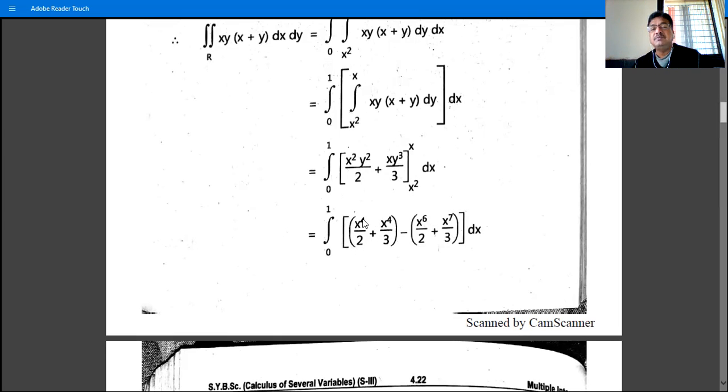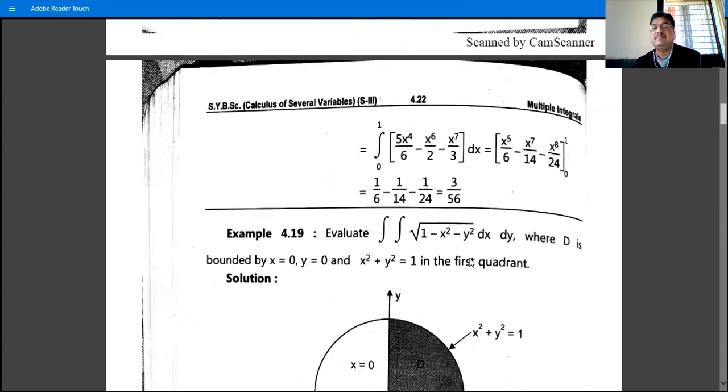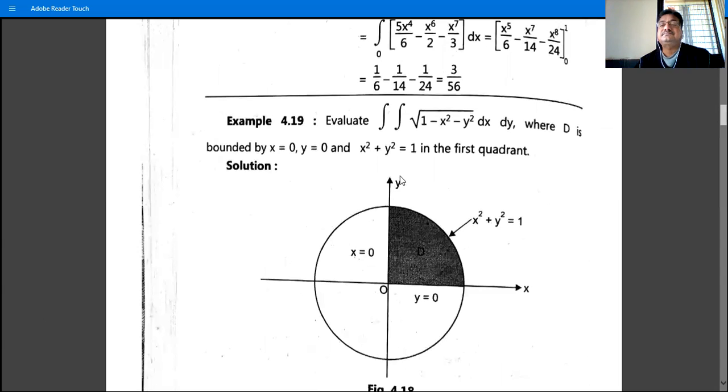So what is the arrangement of the bracket? Square bracket, right? In round brackets, the value at the upper limit minus, in round brackets, the value at the lower limit, and its simplification is this. And then its integration with respect to x is what? x raised to 4 integrates to x raised to 5 by 5 and gets cancelled. In this way, the integration of x raised to 6 and x raised to 7 is this, from 0 to 1. Then the value at the upper limit, substituting x as 1, we have this value, and substituting x as 0, we have the 0 value. So we have 3 by 56 as the answer.